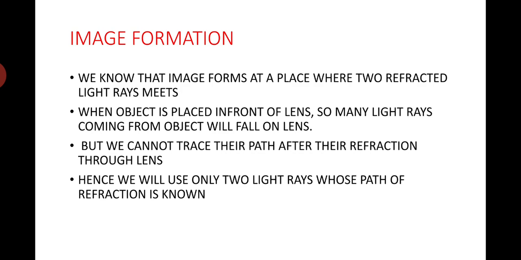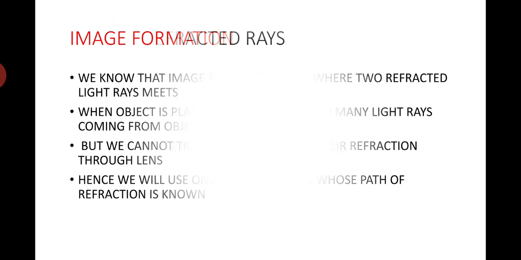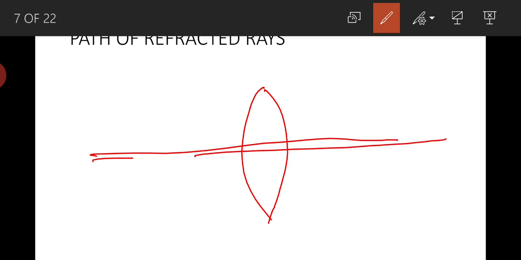Now what is image formation? We know that image forms at a place where two refracted light rays meet. Wherever two refracted light rays meet, their image will form. For example, if this is a convex lens and in front of the convex lens there is an object placed, let us take it as a pencil.